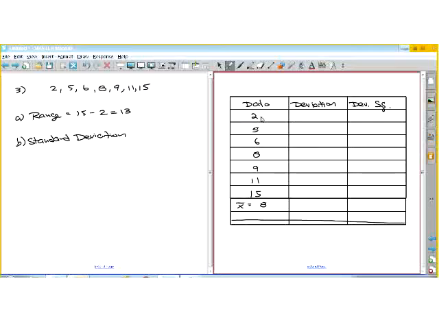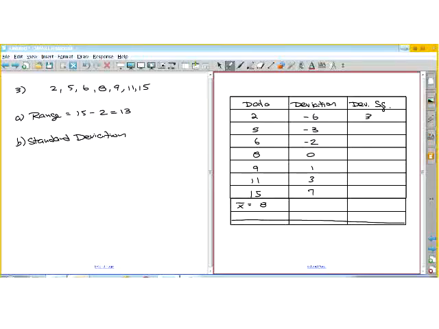Okay, the deviation is this number minus that number. So the deviation is how far below or above the mean each one of the data points is. So you're going to take 2 minus 8, which is negative 6, 5 minus 8, which is negative 3, 6 minus 8, which is negative 2, 8 minus 8, which is 0, 9 minus 8, 1, 11 minus 8, which is 3, 15 minus 8, which is 7. And if we add these deviations together, we should get 0 if we've done everything right. So negative 6, negative 9, negative 11, negative 10, negative 7, 0. So if we add all those up, we get 0.